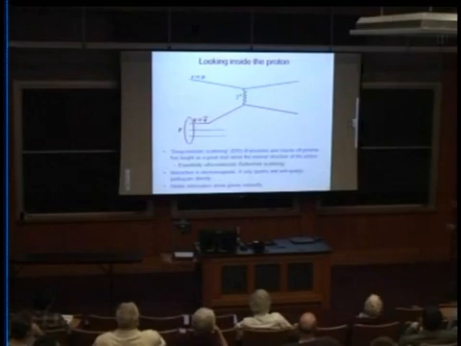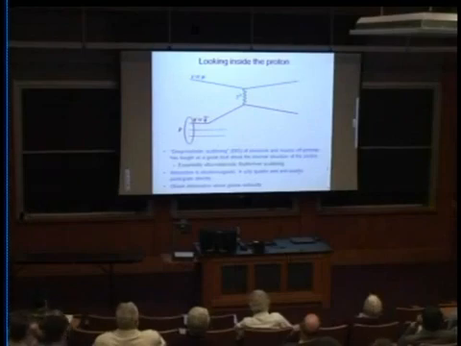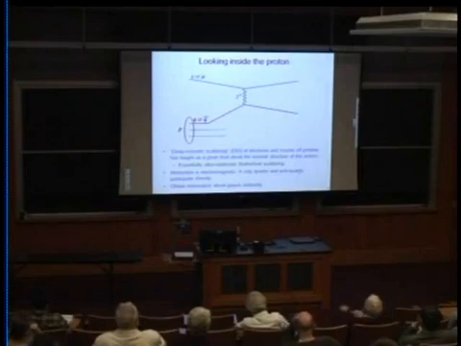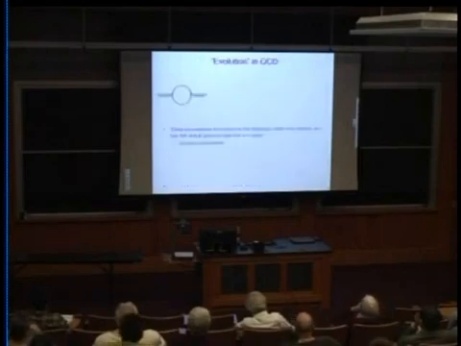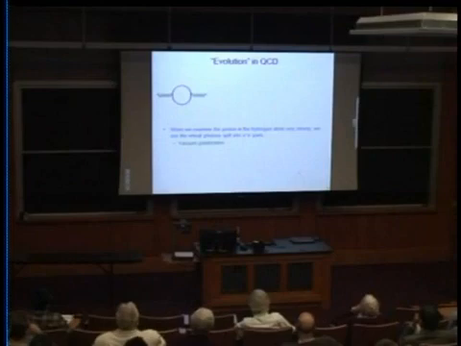Okay. The interaction is electromagnetic, so only the quarks and the anti-quarks participate. Gluons don't. We only obtain information about gluons indirectly. The way that happens is through what's called evolution in quantum chromodynamics.